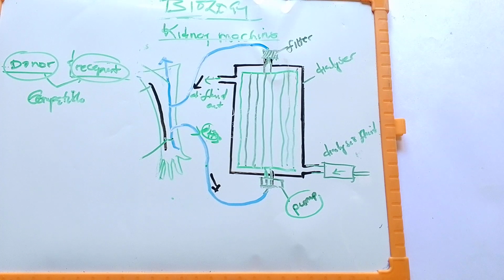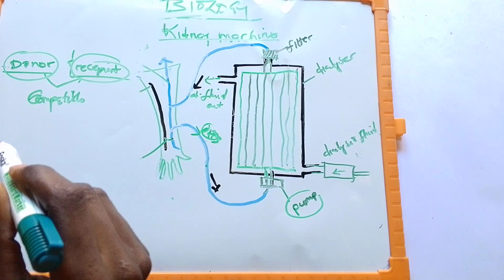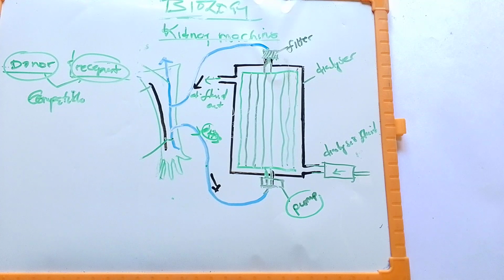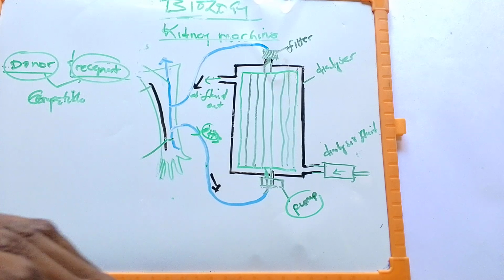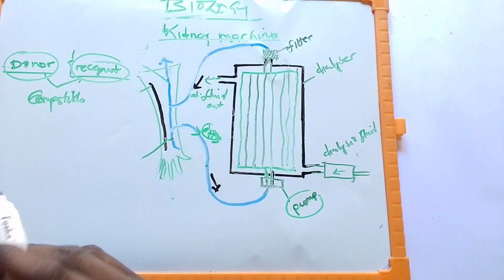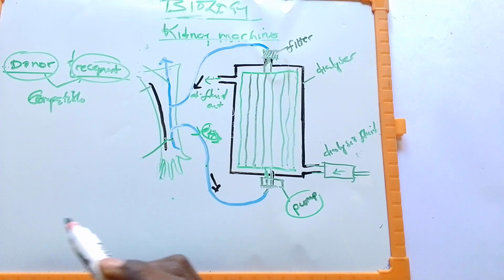Then this kidney sometimes can be donated by a person who was involved in a road accident, who was not sick. If the kidneys are well, they can donate, then they give you money. So this is about the kidney machine, and we'll discuss more on the kidney transplant next time.